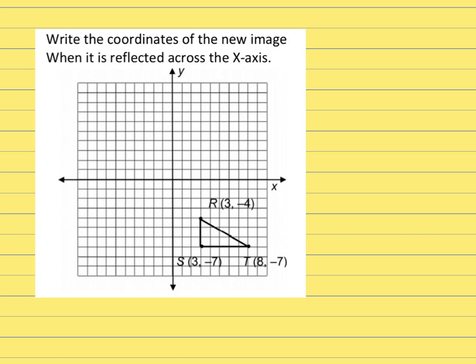So let's try it with a real example. This one just says write the coordinates of the new image when it's reflected across the x-axis. It's super important that you know which axis you're going across because you're going to change the values. If this is my x-axis and my shape originally is in quadrant 4, that means my values are positive, negative. If I'm going across the x-axis, it's going to move up here. And this quadrant is positive, positive.